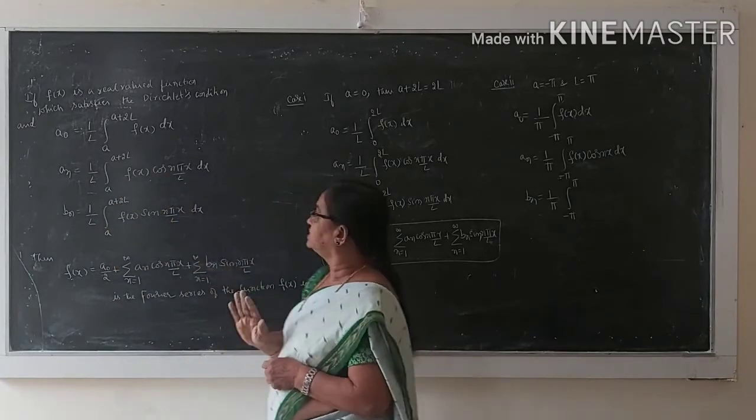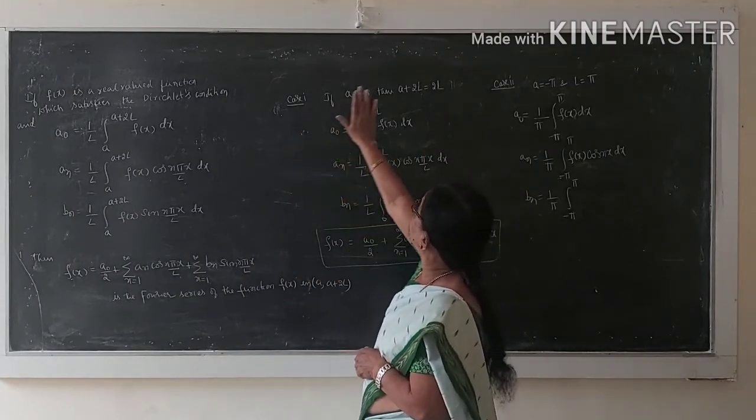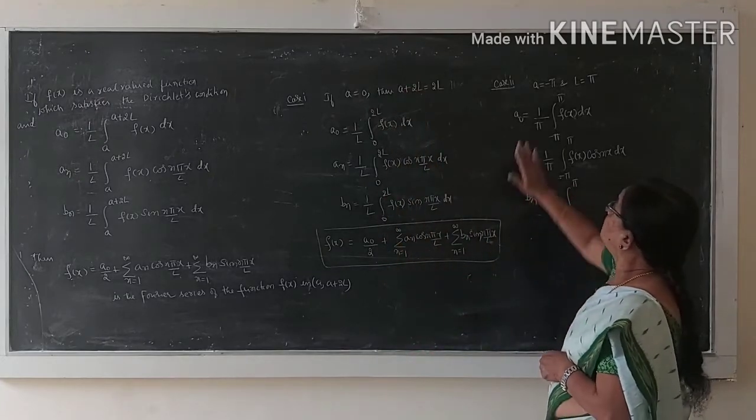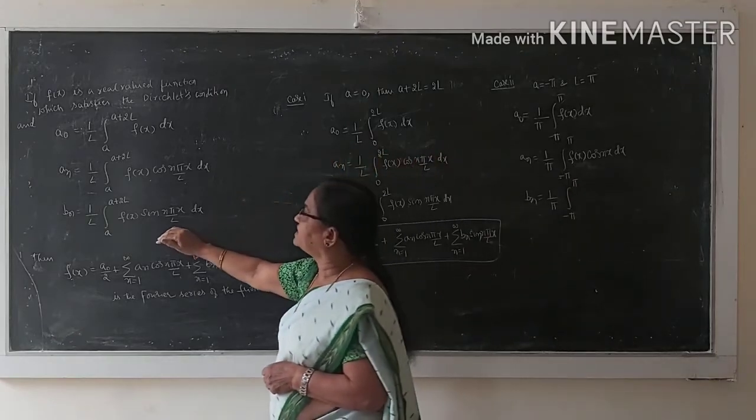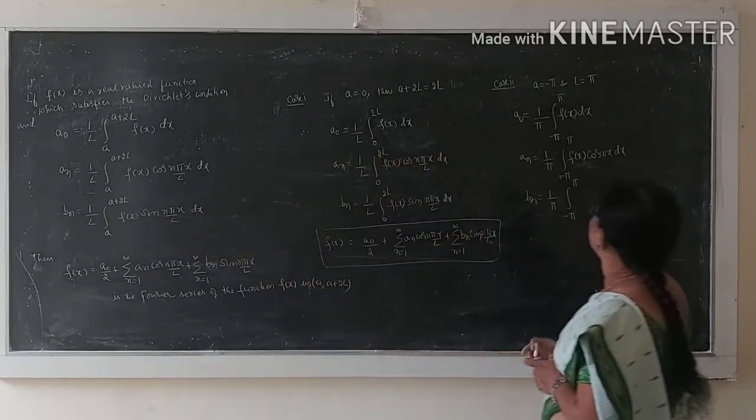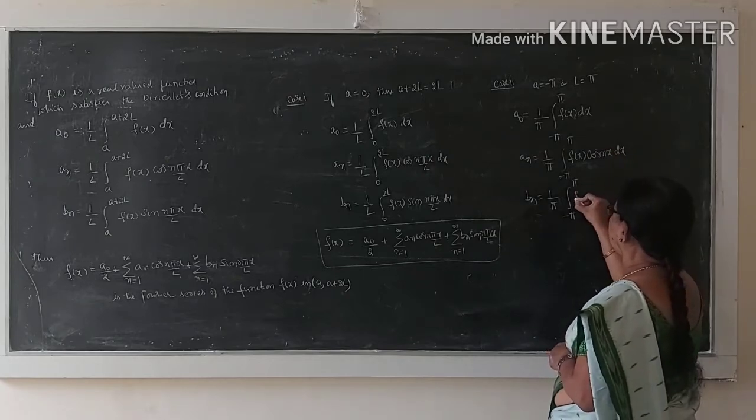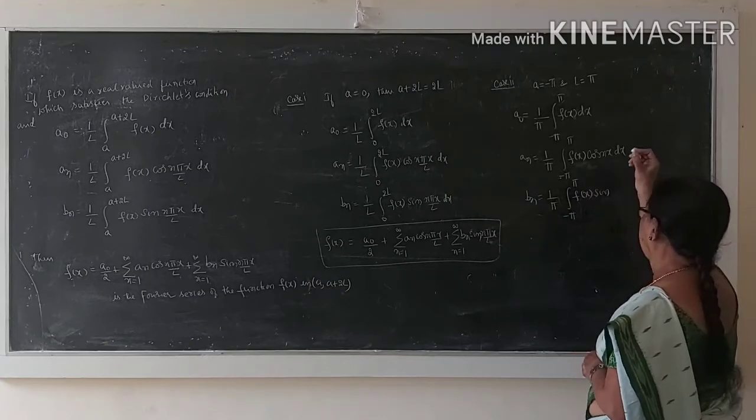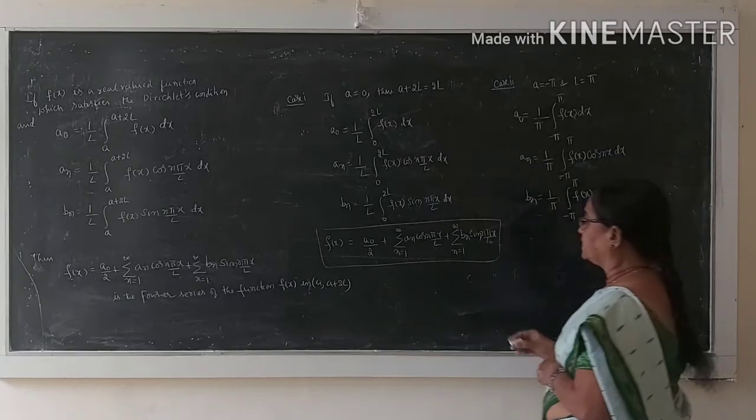I am marking special cases. I have taken the value a = 0 and keeping L as it is, you will get this result. Here, in case 2, I am substituting a = -pi and I am substituting L = pi. Now, therefore, we can write this as f(x) into sin(n pi x / pi), which means sin nx into dx.